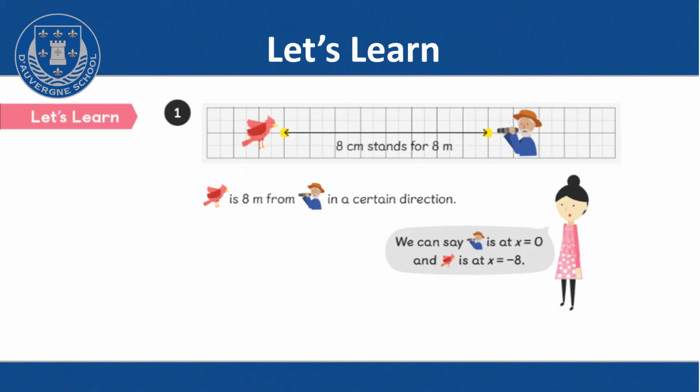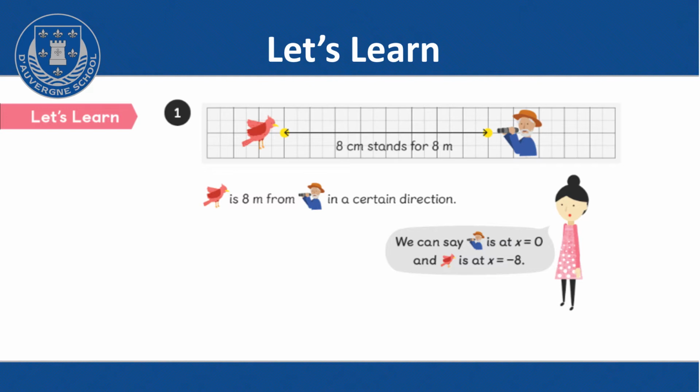Okay, so let's learn. Ruby has come up with an idea that may be able to help us work out the position and the direction at the same time. So here we can see that the old man, who is the bird watcher, is 8 centimetres, which stands for 8 metres away from the pink bird in a certain direction. So therefore we can say the bird watcher is at x equals 0.